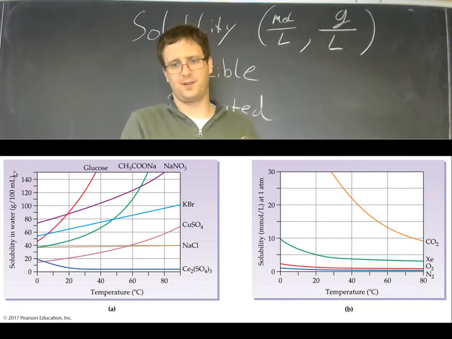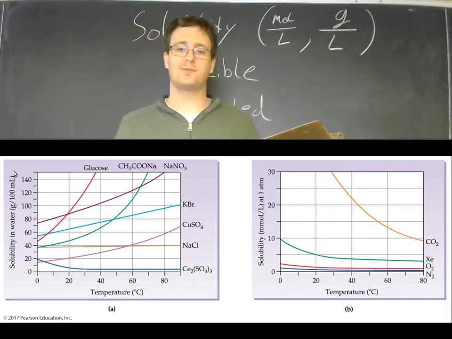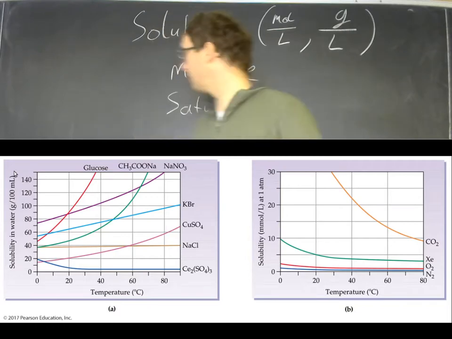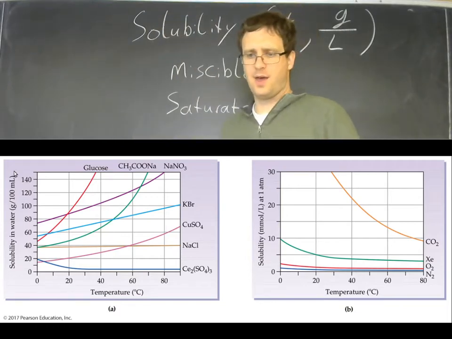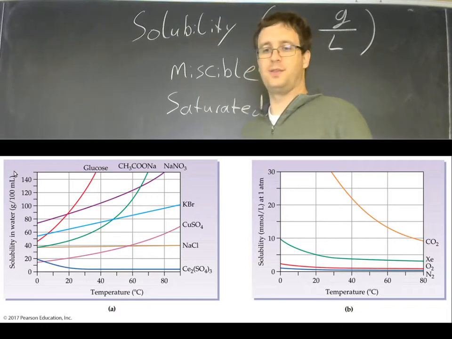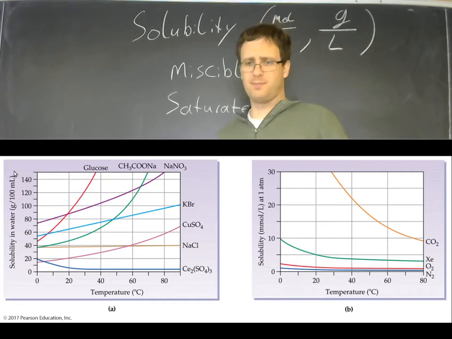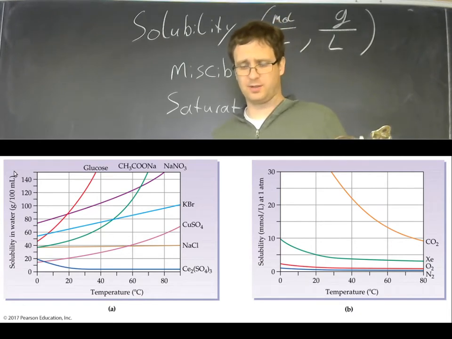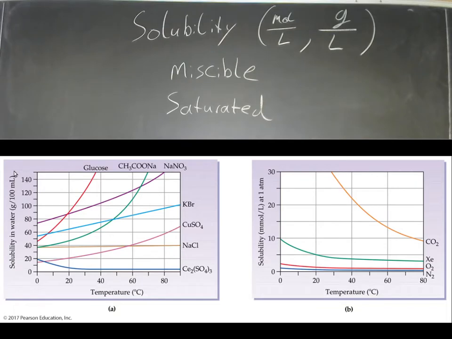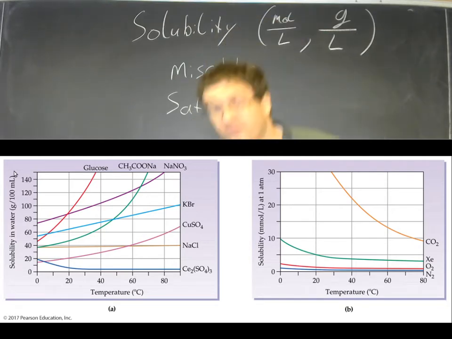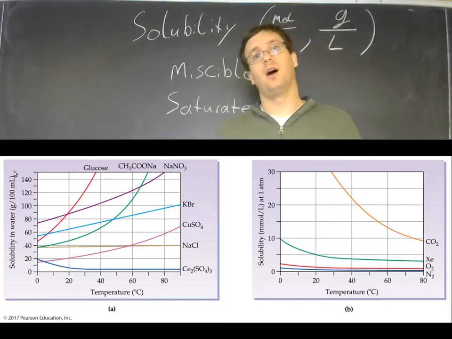This is a figure in your textbook that shows solubility curves in water for lots of different substances. You can see on the y-axis there's the solubility in grams per liter. Some substances you can dissolve a fair amount. At room temperature, it looks like sodium nitrate: you can dissolve 80 or 90 grams of sodium nitrate for every 100 milliliters of solution.